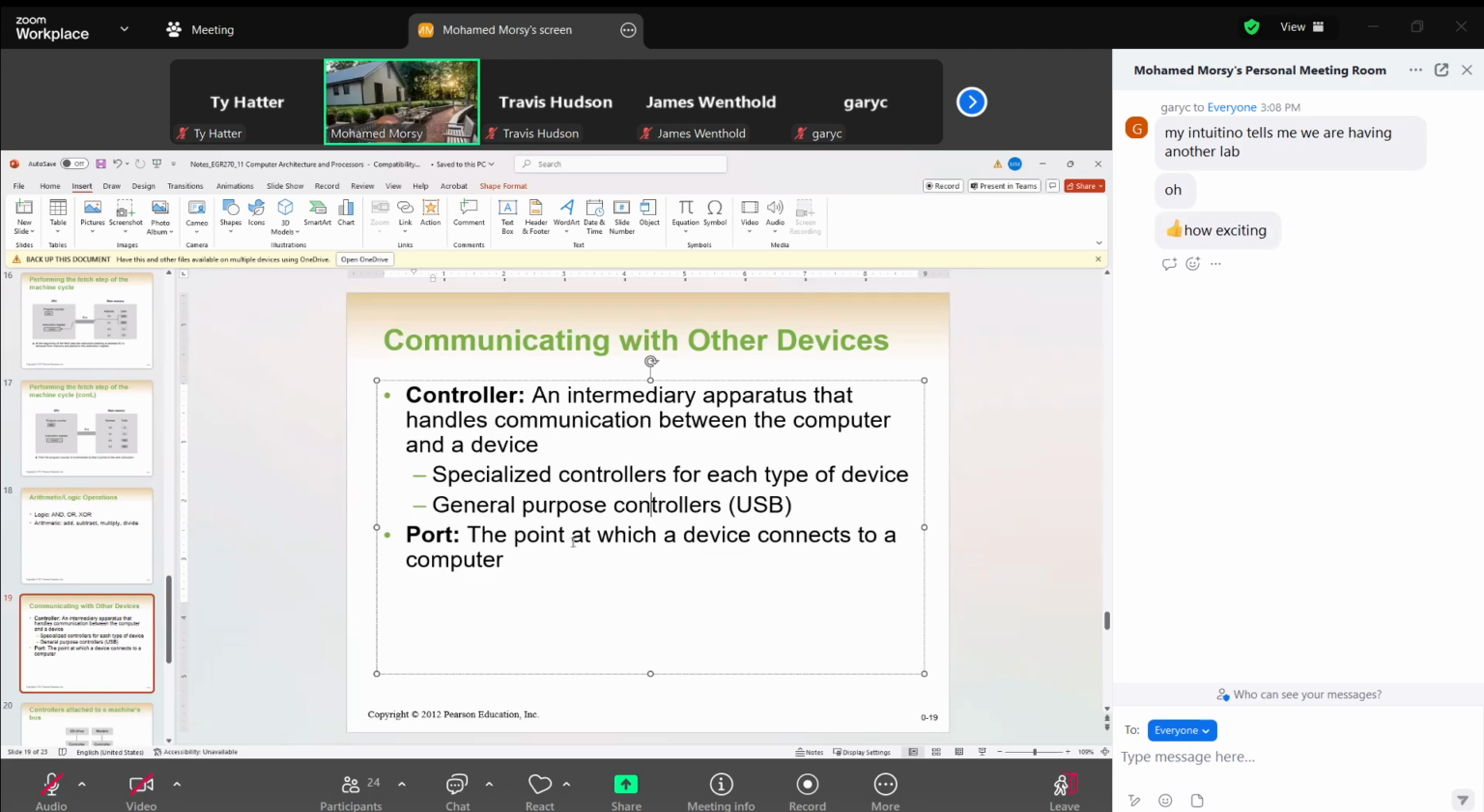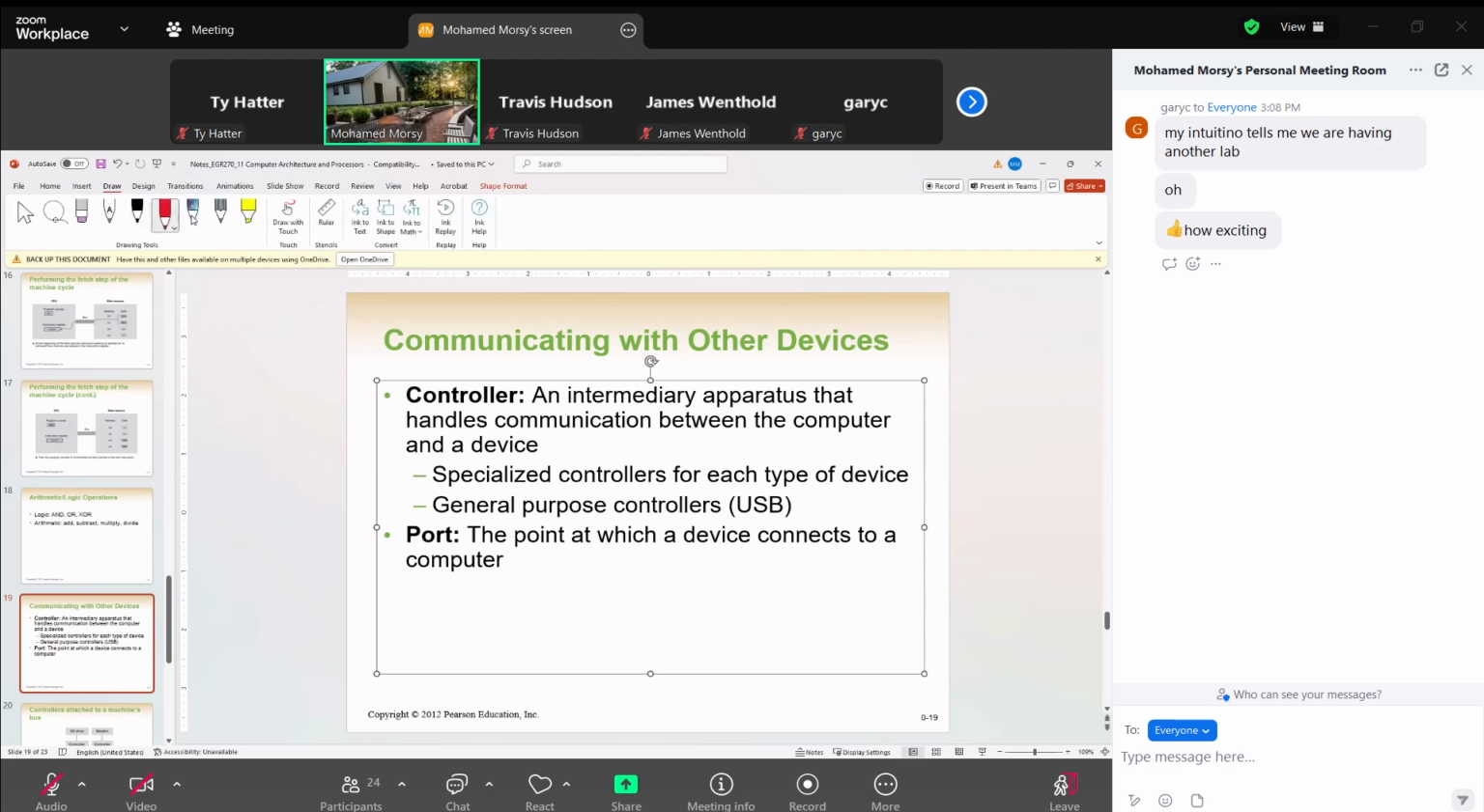So the port is the point at which a device connects to a computer, also called an interface, actually. Port or interface.